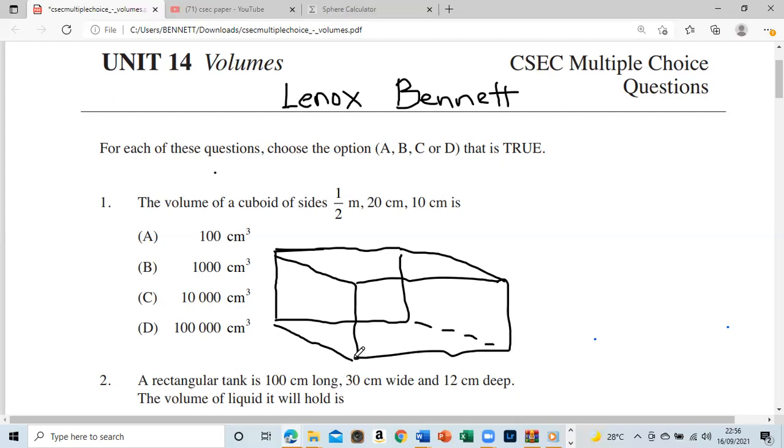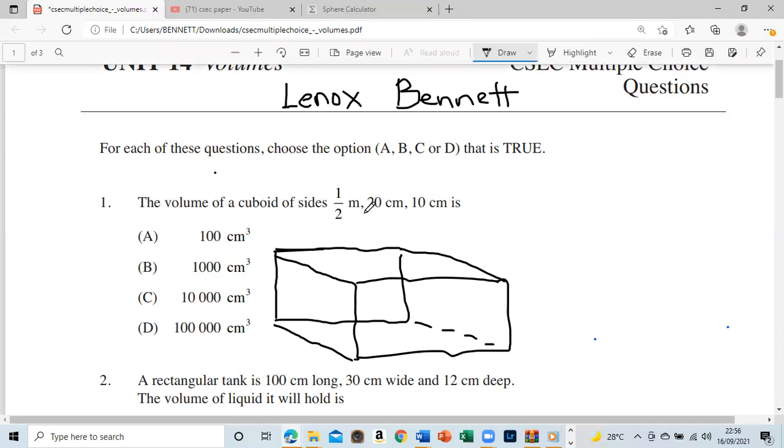So basically, it's a cuboid, and I'm going to find the volume. But guys, notice what they say. We know that for volume, it's the area of the base, so this is a rectangle, so it's length times width, times the height. So we know that it's three-dimensional.